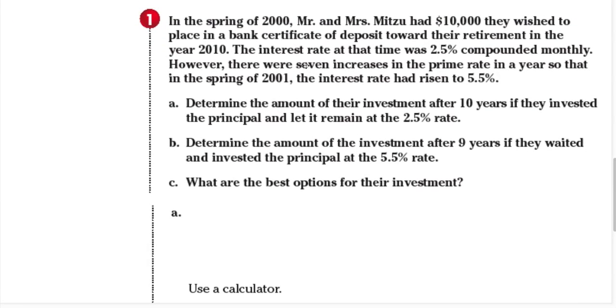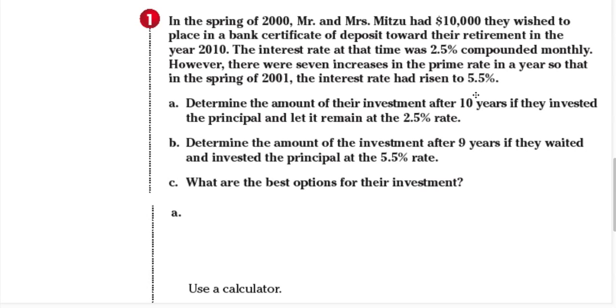In the spring of 2000, Mr. and Mrs. Mitsu had $10,000 they wished to place in a bank certificate of deposit, or CD, towards their retirement in the year 2010. The interest rate at this time was 2.5% compounded monthly. However, there were 7 increases in the prime rate in the year, so that in the spring of 2001, the interest rate had risen to 5.5%.